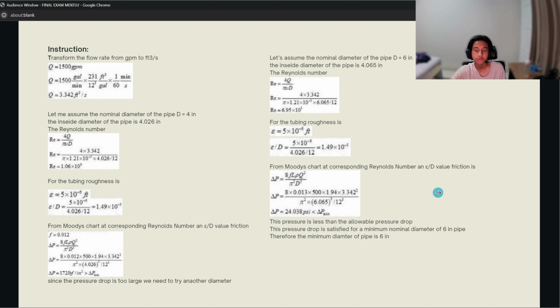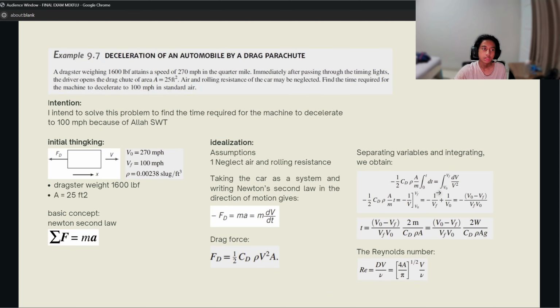That's for number 2. So let's next move to question number 3, which is a question about the deceleration of an automobile by a drag parachute. The question is more or less like this: a dragster weighing 1600 lbf attains a speed of 220 miles per hour in a quarter mile. Immediately after passing through the timing light, the driver opens the drag chute of an area of 25 square feet. Air and rolling resistance of the car may be neglected. Find the time required for the machine to decelerate to 100 miles per hour in standard air.